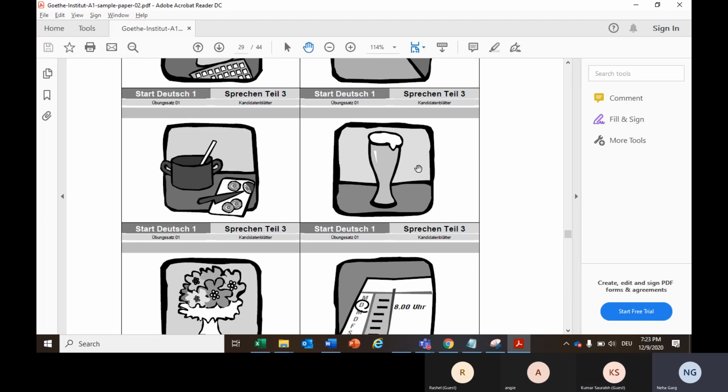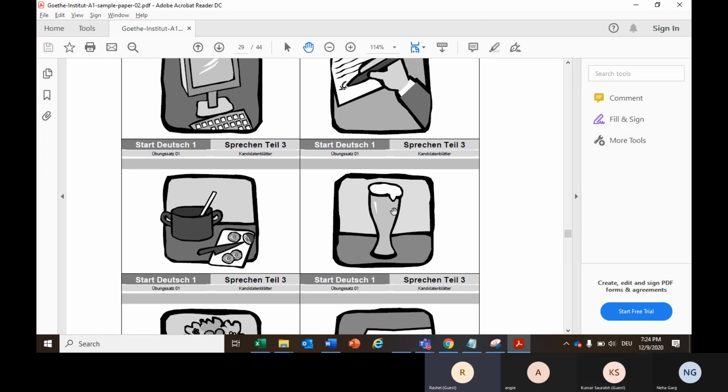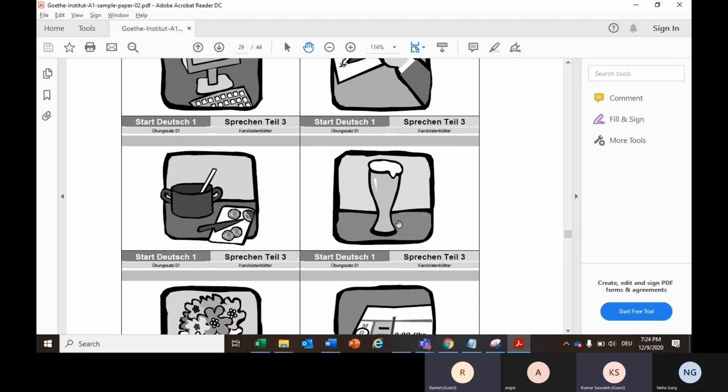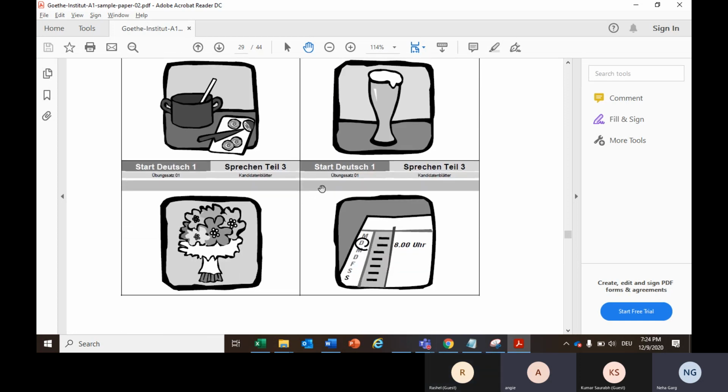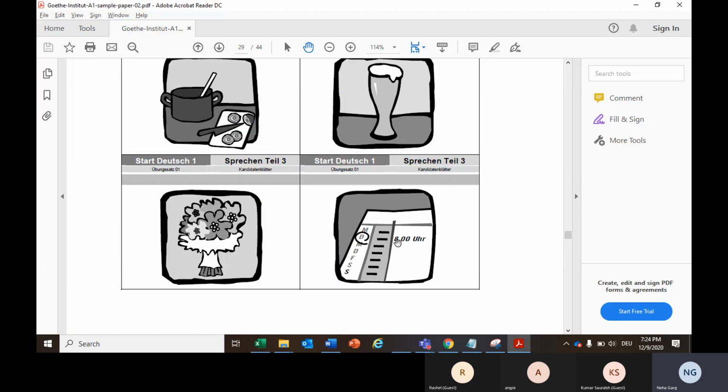Now, here, this is a glass of beer. Bitte mag apple sap. No, this is beer. Ah, beer. Oh, sorry. Here is dein beer. Angie, you have to react. Okay, danke. Prost. Nice. Sara, prost means cheers. This is like prost. That means cheers. Cheers. Angie, your turn.